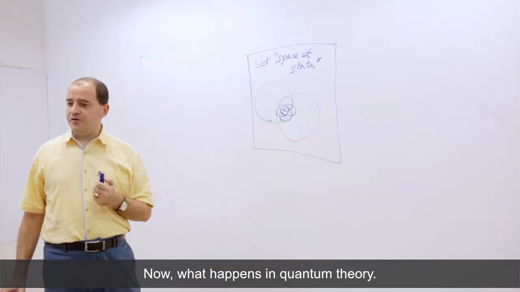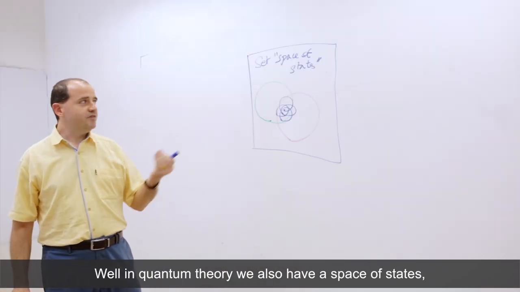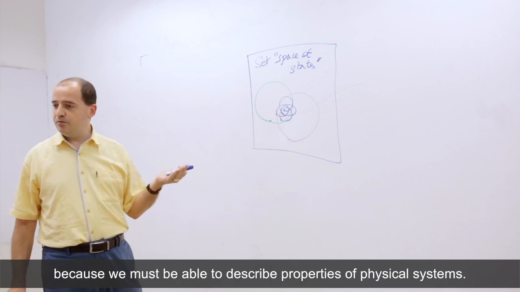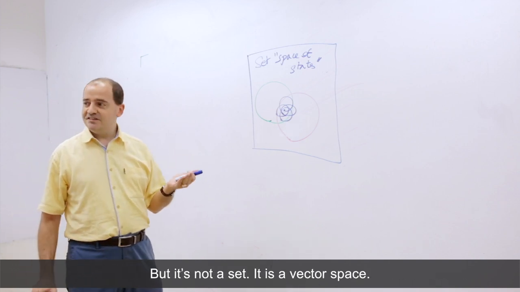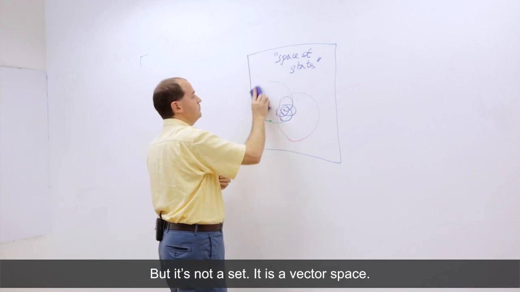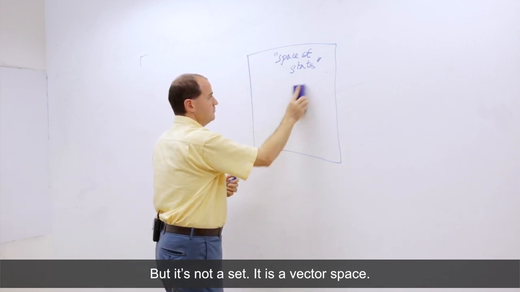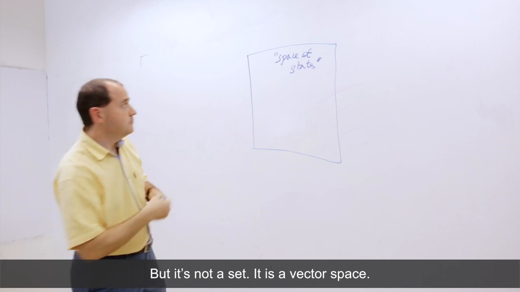Now, what happens in quantum theory? Well, in quantum theory, we also have a space of states because we must be able to describe properties of physical systems, but it's not a set. It is a vector space.